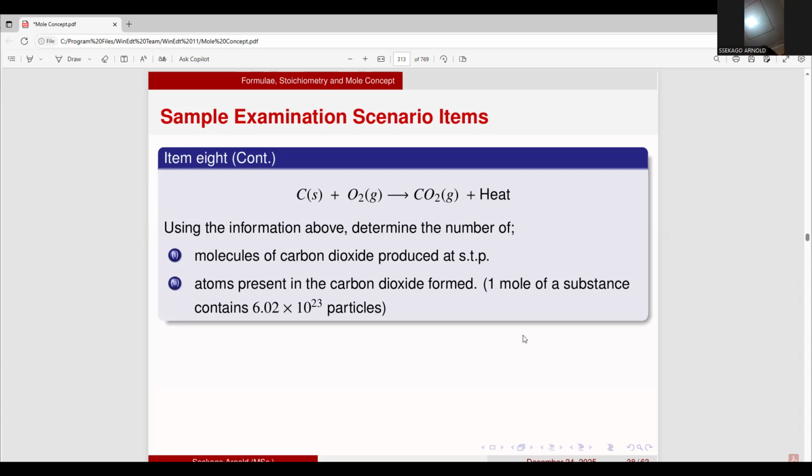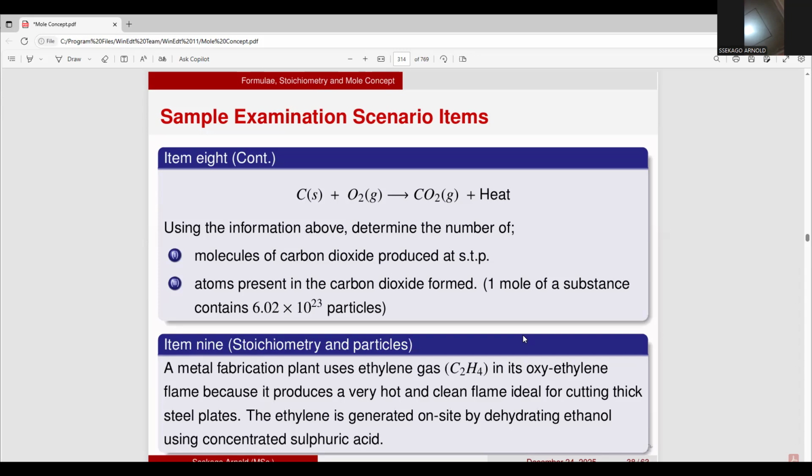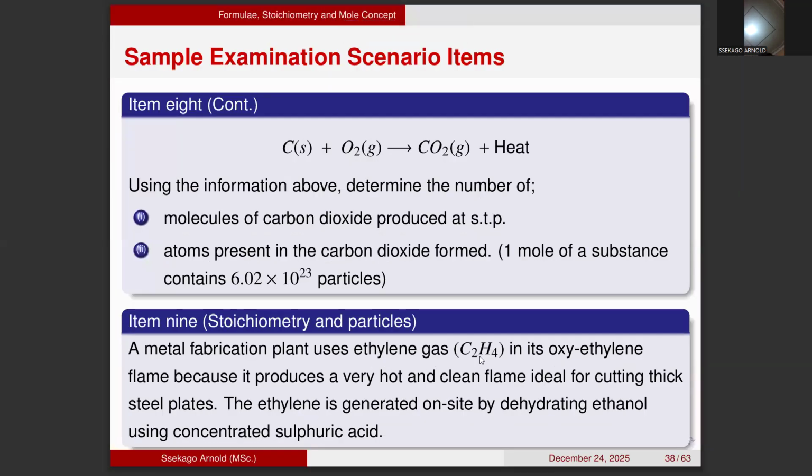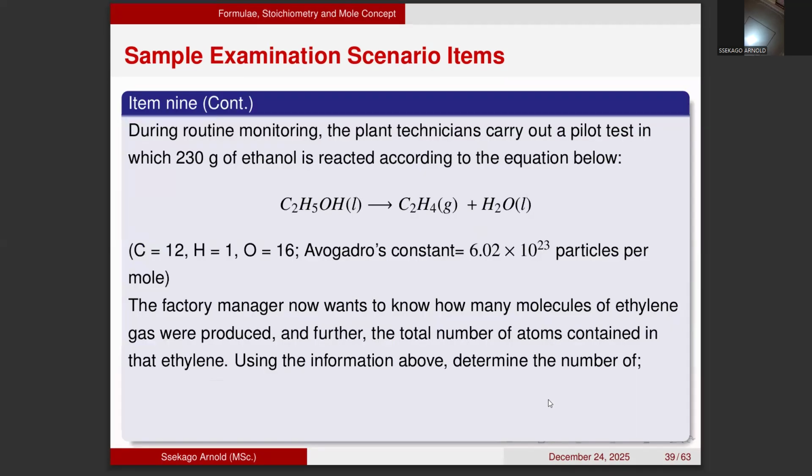So we continue with item 9. Item 9 says that a metal fabrication plant uses ethylene gas in its ethylene flame because it produces a very hot and clean flame, ideal for cutting thick steel plates. The ethylene is generated on site by dehydrating ethanol using concentrated sulfuric acid.